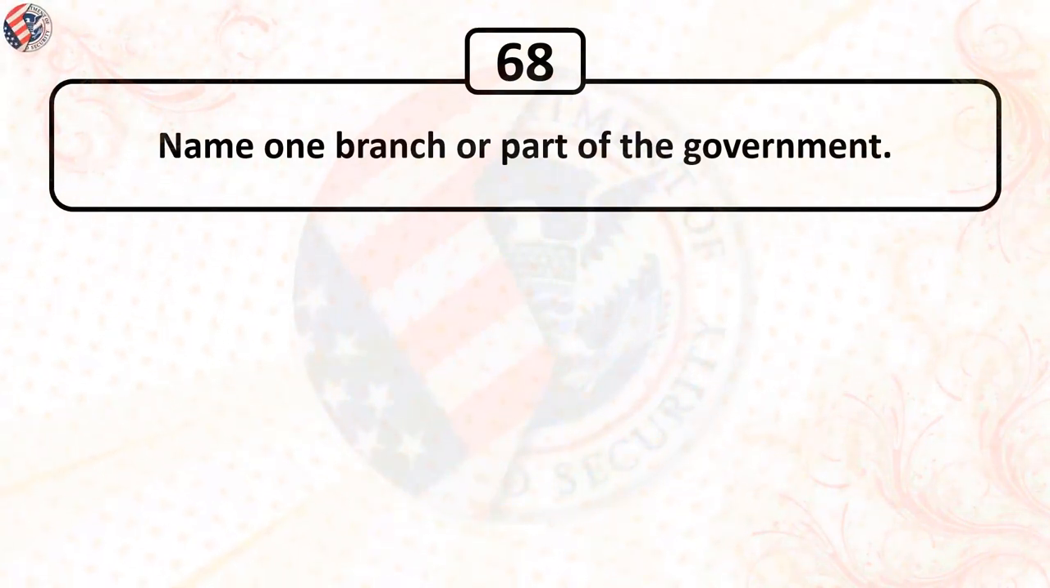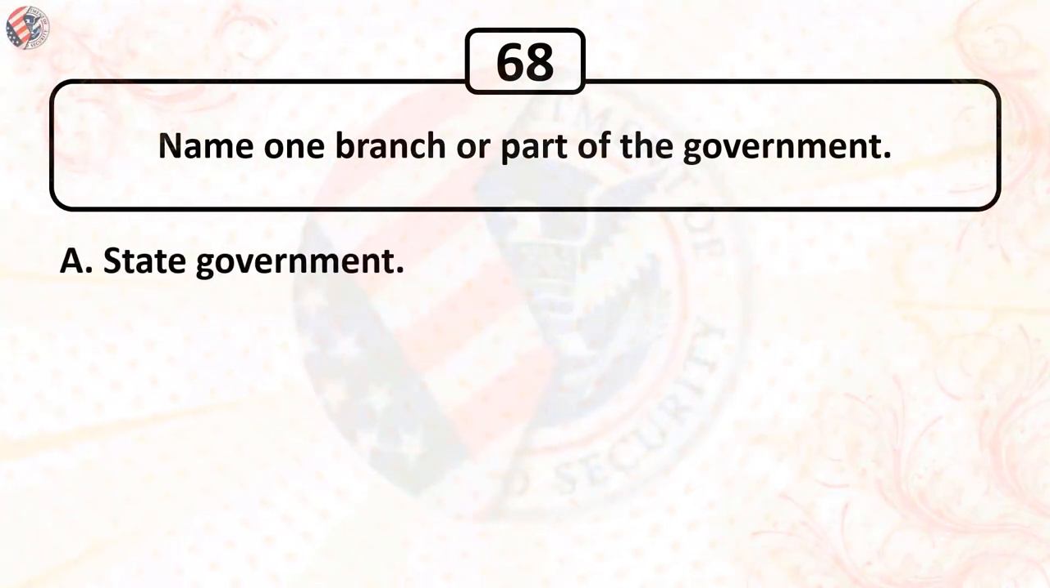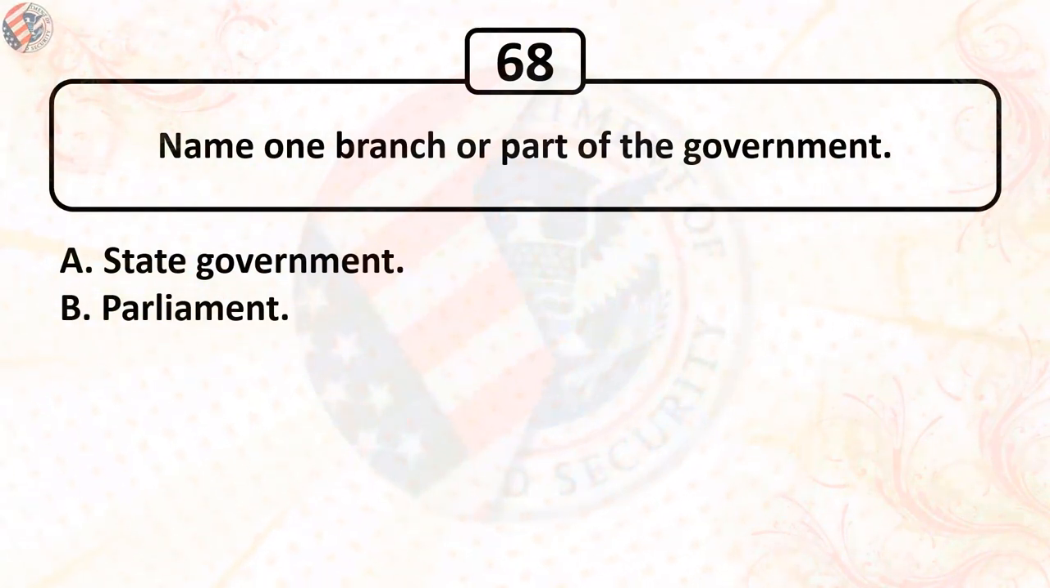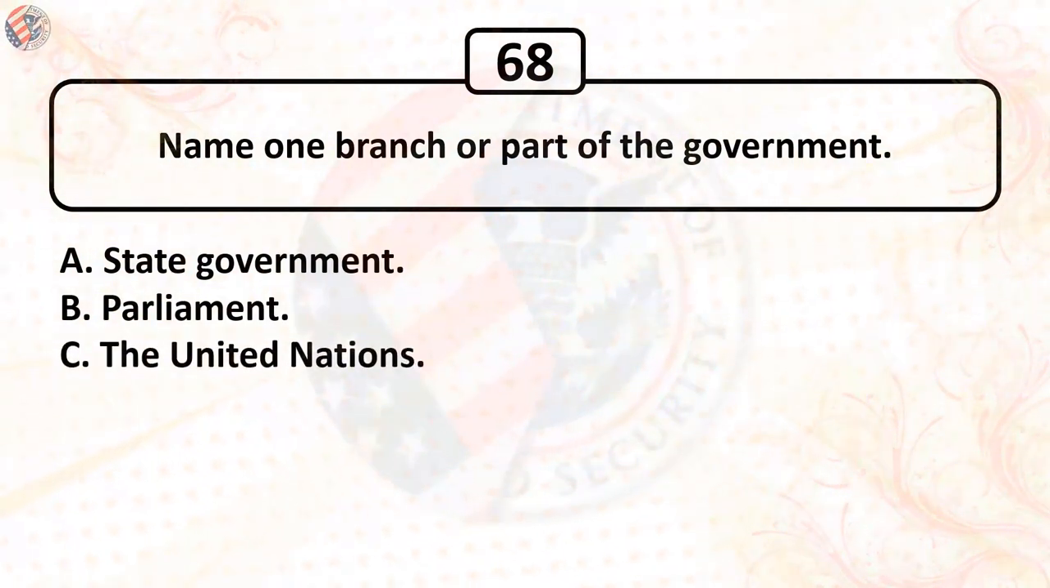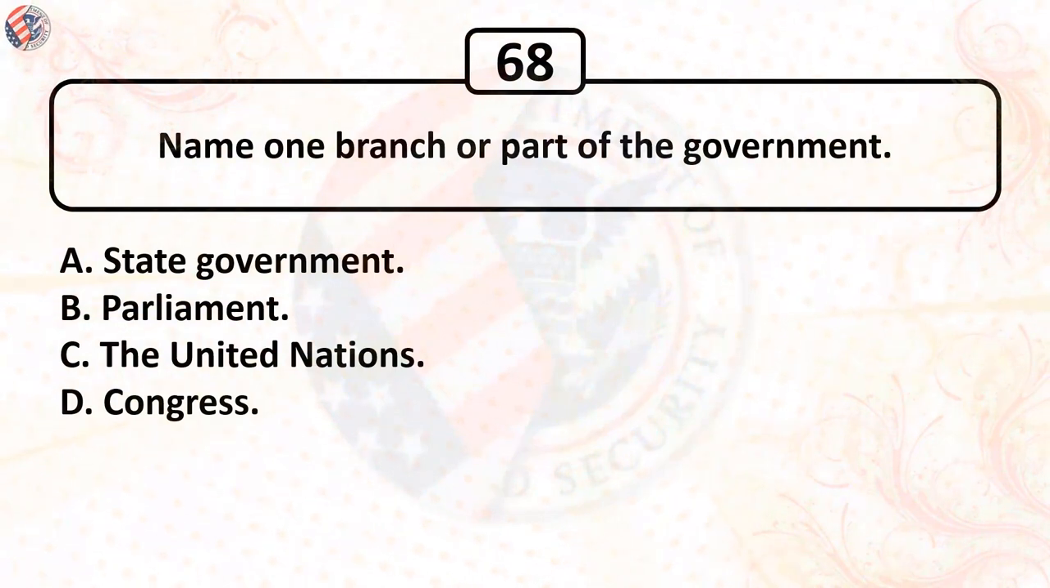Name one branch or part of the government. A. State government. B. Parliament. C. The United Nations. D. Congress.